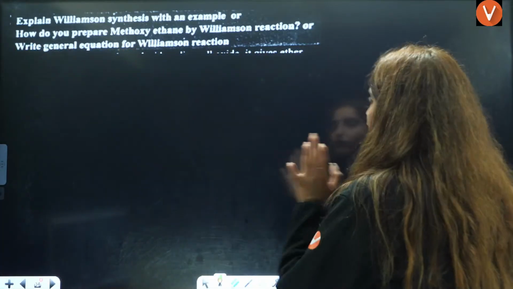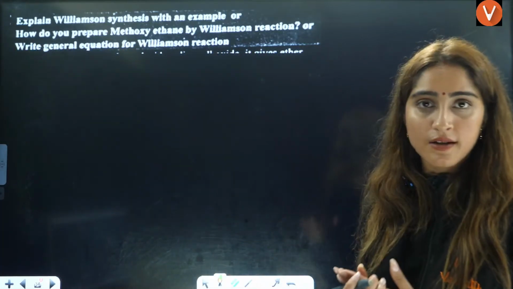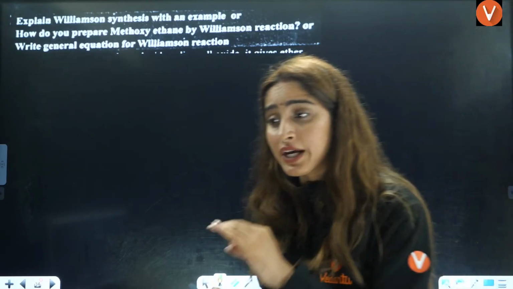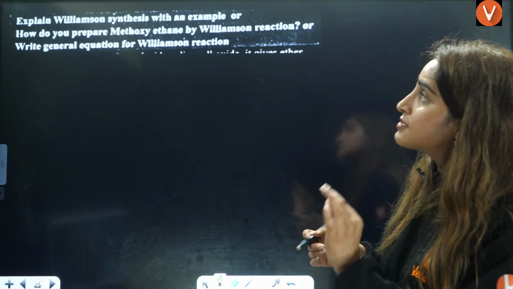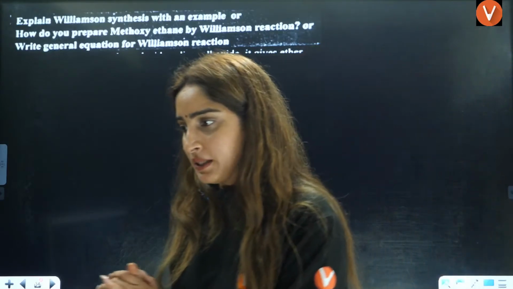Then for ether formation, we have Williamson synthesis reaction, right? Which is extremely, extremely important for you. Explain Williamson synthesis reaction with an example, right?